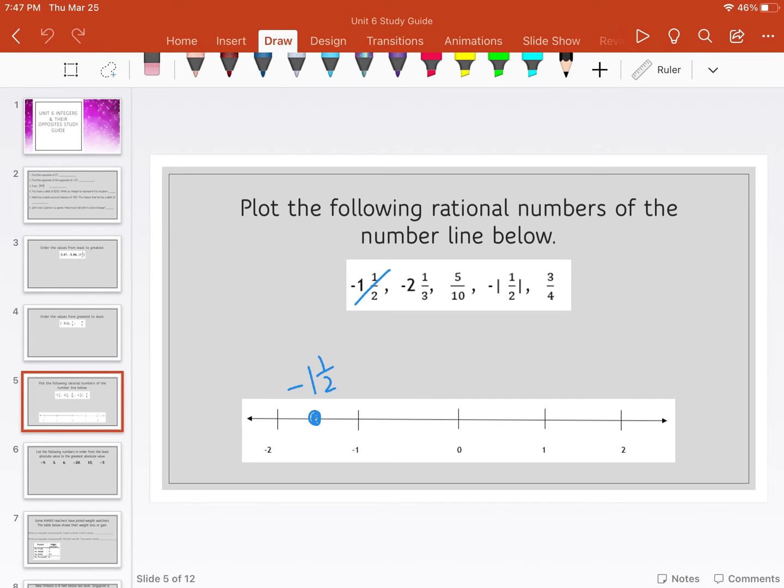The next one is negative 2 1/3. So that's going to be negative 2 and a little more. So roughly around here, it would be negative 2 1/3.